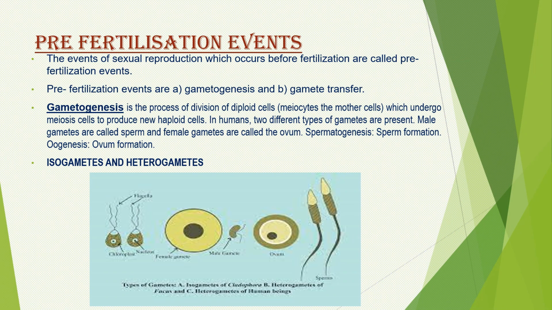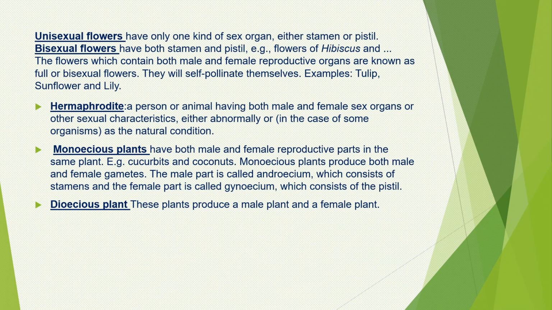Now these gametes, you can see in Chlamydomonas, both the gametes are of the same type, isogametes, whereas in human beings the sperm is much smaller than the egg. The egg is larger. In lower organisms, there are also male and female gametes, the heterogametes. Isogametes and heterogametes.